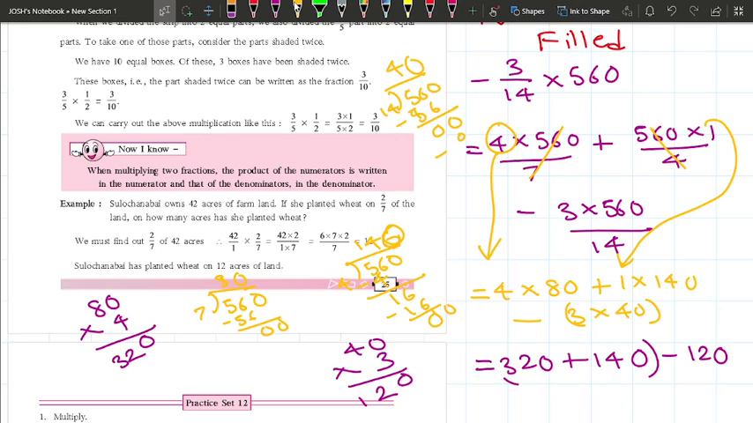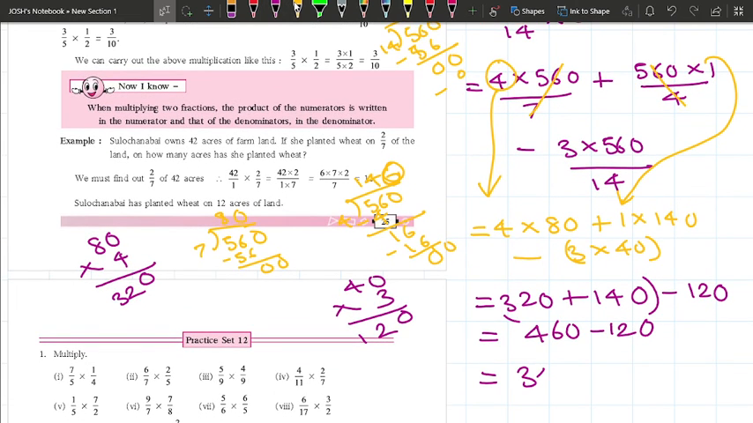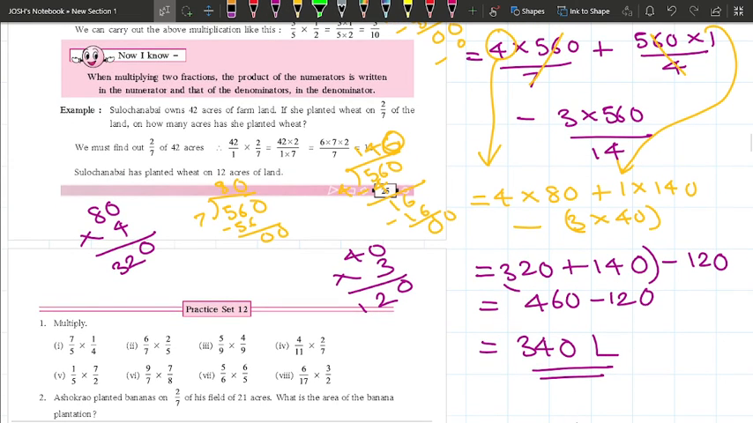So first we will use the BODMAS rule here. We will add. So 320 plus 140 will give you 460 minus 120. So 460 minus 120 is 340, and 340 liters is your answer. 340 liters of water is left in the tank.